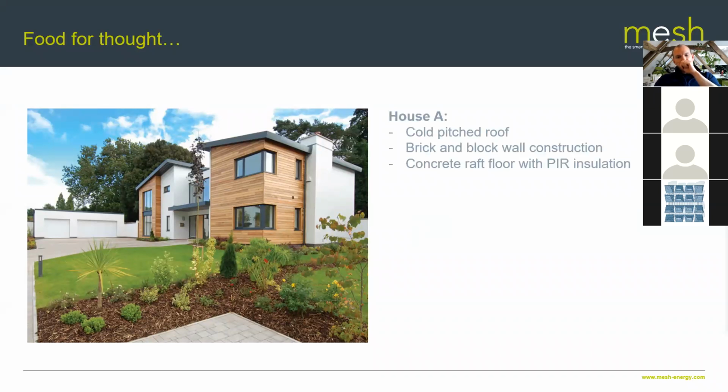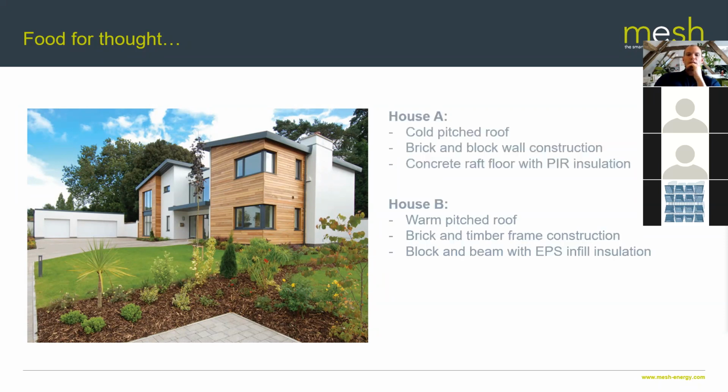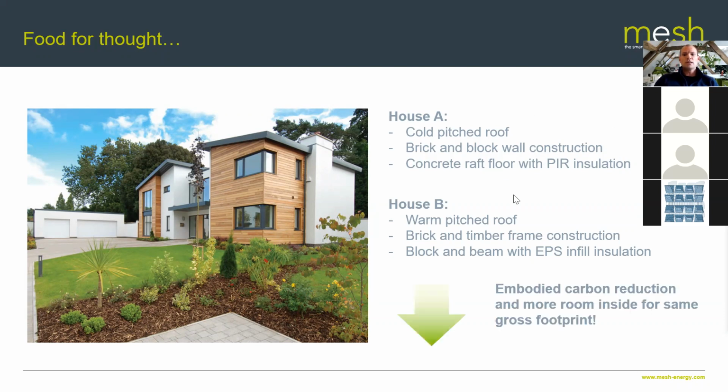And I guess to sum up here, you need to have a look at how your U values are being affected and your embodied carbon. Just taking a really general example here, a house that may traditionally have a cold pitch roof with brick and block wall construction and a concrete raft floor construction with PIR, just making some simple changes, making that a warm pitch roof, changing to brick and timber frame, changing to block and beam with an EPS infill insulation, probably reduces the embodied carbon of that construction by about 30%, generally speaking.